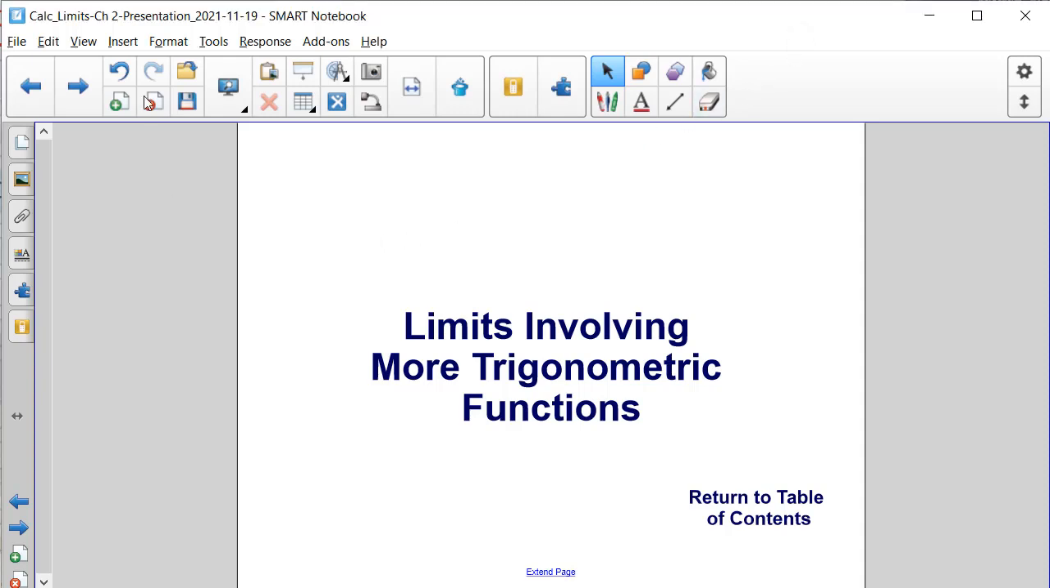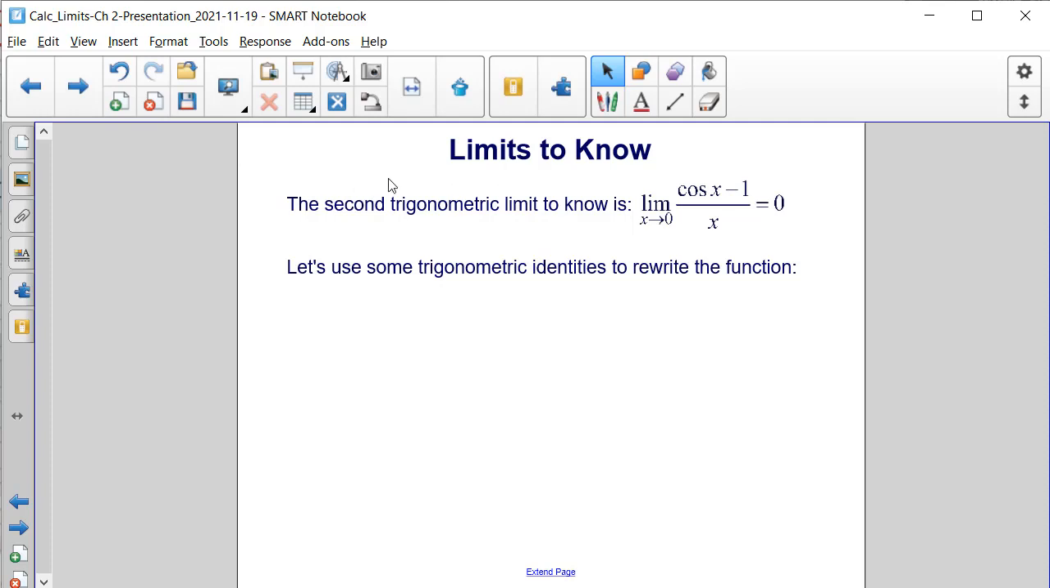Limits involving more trigonometric functions. Aside from the sine trigonometric limit that we talked about earlier, there are more that we're going to be discussing.